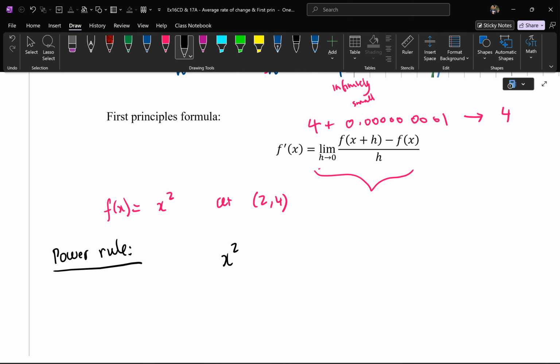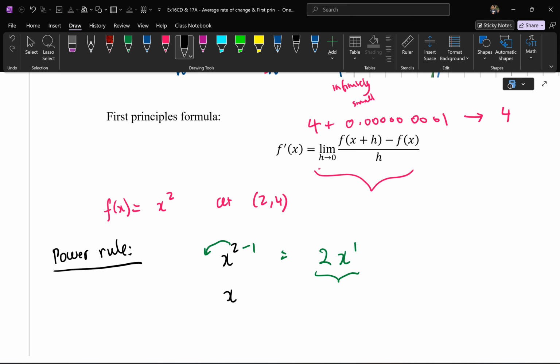The power rule works by dropping the power down. So if I drop the power down, and then minus 1 to the power, what does that give me? 2 minus 1. Very good. So drop the 2 down, so 2 comes to the front. And then what's 2 minus 1? 1.